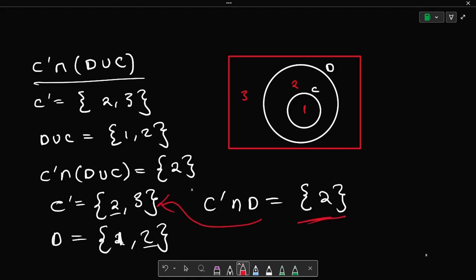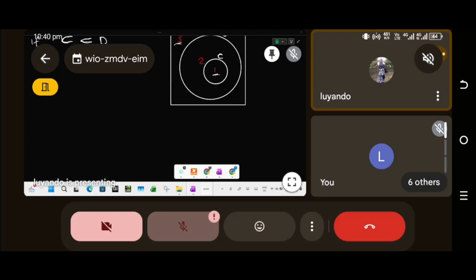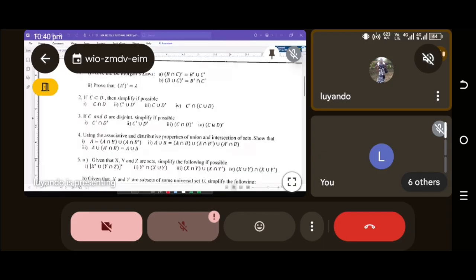So we find that this is also equal to this. All right, and we can safely conclude to say that C complement intersection open bracket D union C can be equated to C complement intersection D as its simplified form. Okay, so let's just be careful as we are simplifying. As you can see, this can actually be simplified. Pick another one from this same list.